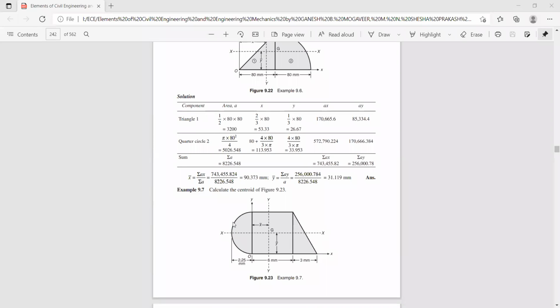So again you have one more problem. So here you have a semicircle, and you have a rectangle here, and you have a triangle, a right angle triangle. Now here, calculate the center of this figure. You are required to find the center about this axis, that is x and y. So the semicircle is out of this x and y axis.